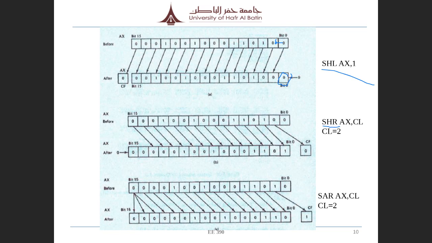But what will the shift right be? Logical shift right AX, CL, and if CL is 2, that means 2 bit right shifting. Start from the MSB. So 2 bits shift right, 1, 2, it will come up here, and then everything will move on, and this one will come here. But what about these 2 bits? This one will go out first, and then this 0. The last bit that goes out will fill the carry flag. And the empty bits will be 0.